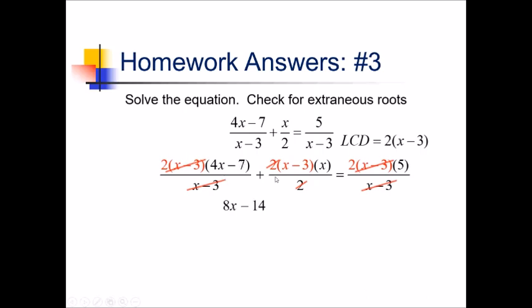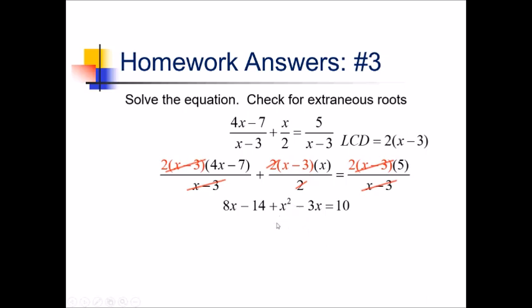For the next fraction, we have an x minus 3 and an x. Distributing my x gives me a plus x squared minus 3x. And then over on the right side, we just have a 2 times 5 giving us a 10. This is a quadratic with just an x squared, 1x squared.